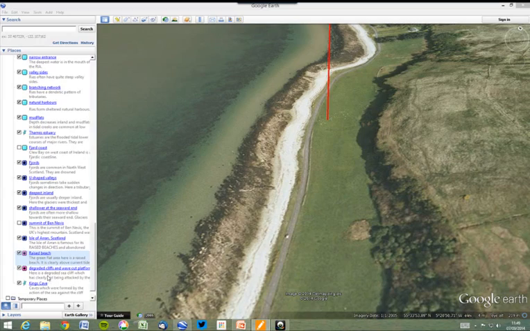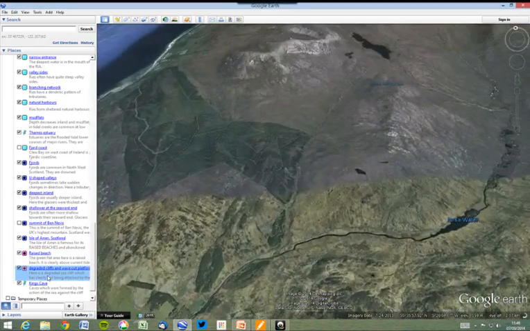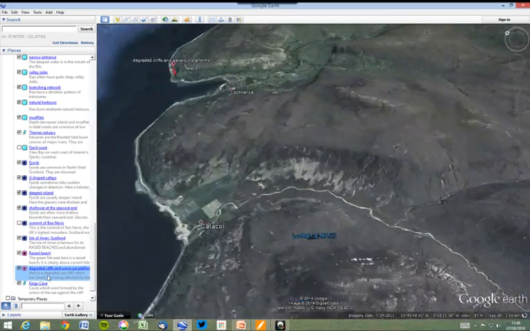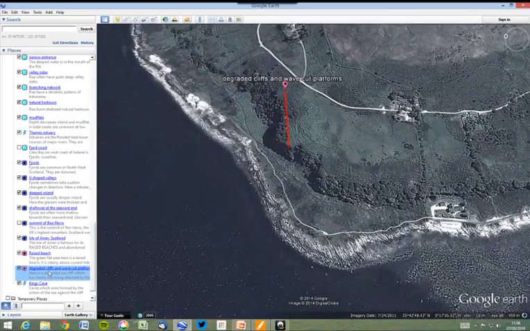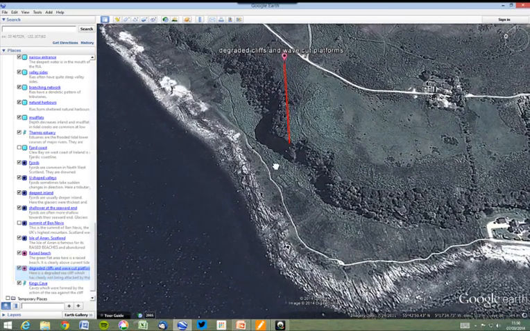Let's have a look at another area in Arran, which is of an emergent feature. Here's some degraded cliffs and wave-cut platforms.